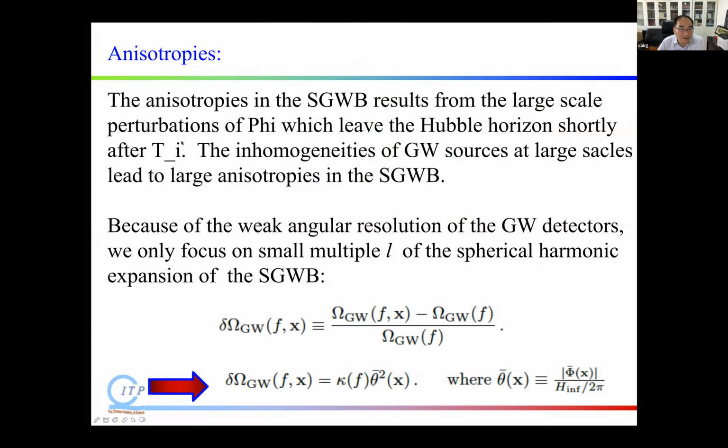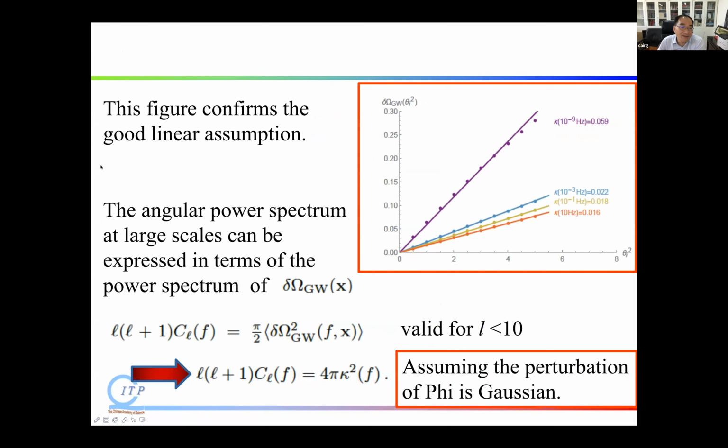For the anisotropies, as you know, this can be calculated like this one. As an approximation, this is proportional to theta squared. Theta squared is defined like this one. And kappa, the coefficient, depends on the frequency. This is different from the domain wall case. In this figure, we show the numerical result. As you can see, the linear approximation behaves quite well for different frequencies. These are the different curves.